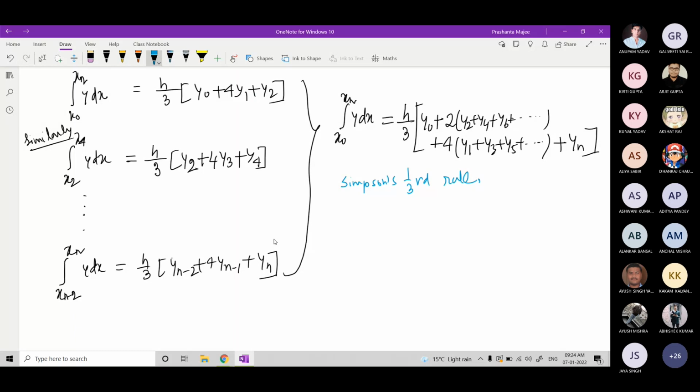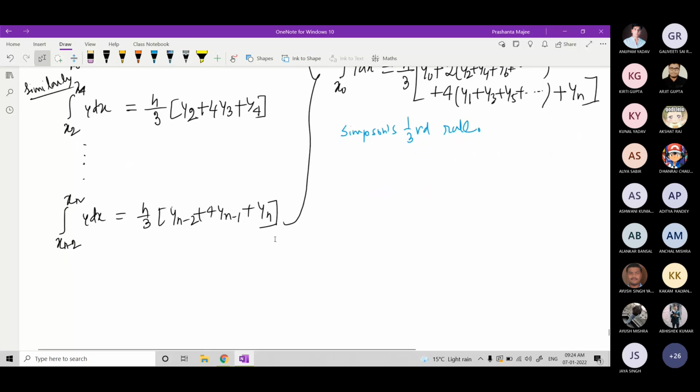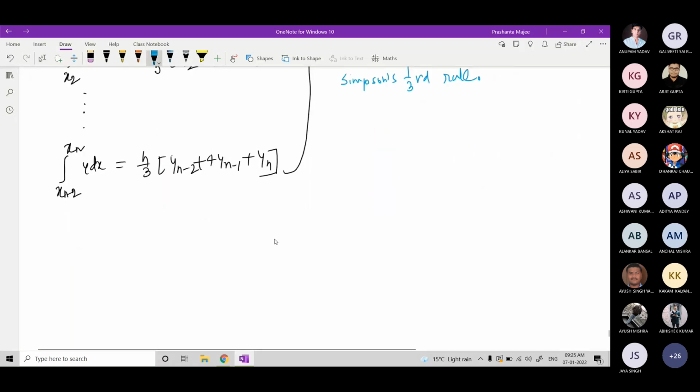Now the rest of the rules I am not going to prove. You do it yourself. So next is Simpson's 3/8 rule. Let me name it and write the formula. Then I'll be solving a few problems.